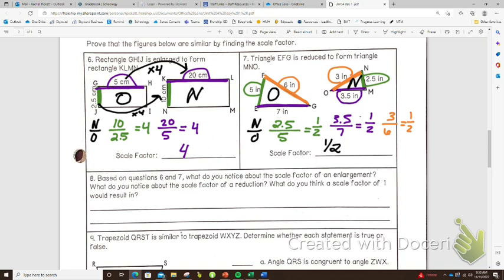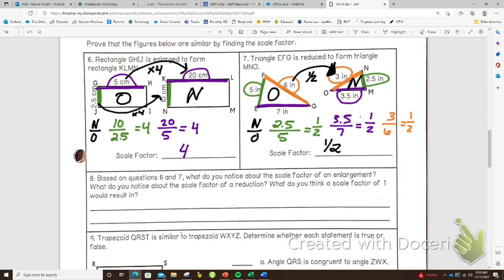You could also tell that to go from 6 to 3, you have to divide by 2. And remember, if we're dividing, then we need our answer in fraction form as 1/2, because we're taking half of that number.